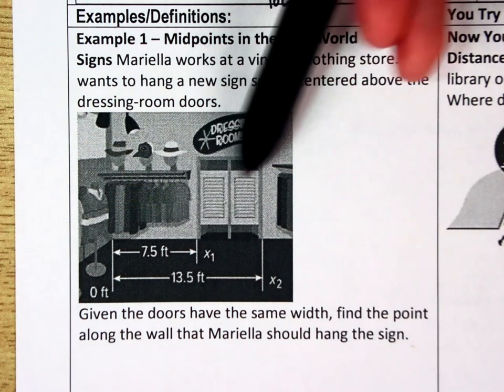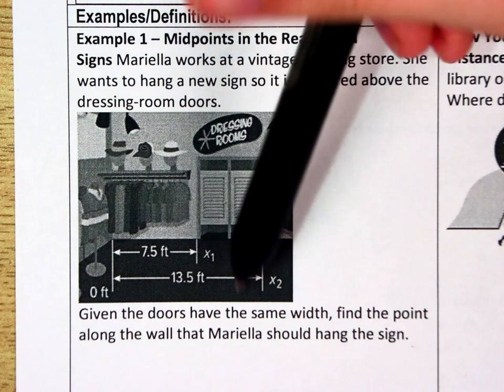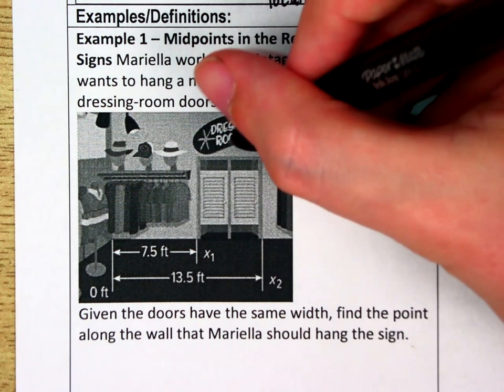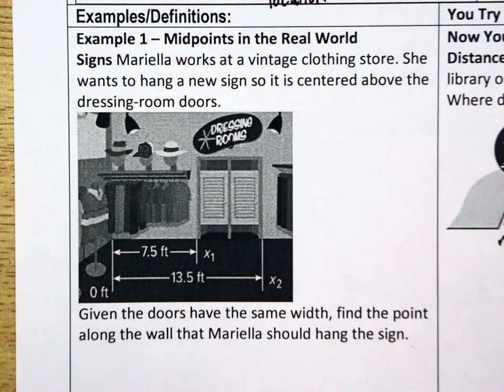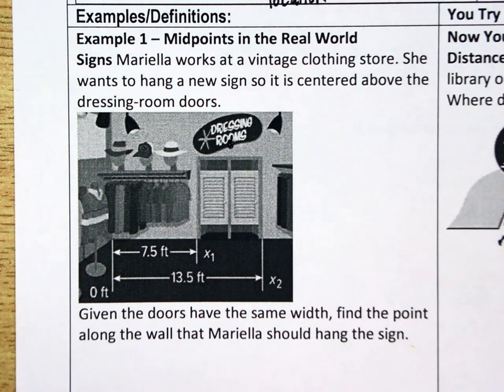Given that these doors have the same width, we want to find the point along the wall that Mariella should hang the sign. We want to know where we could put a nail in the wall. We want a point where a nail can go in the wall so that this sign will be hung centered on the doors.